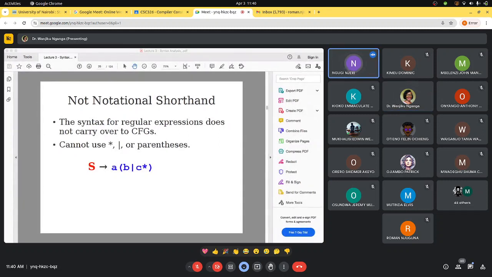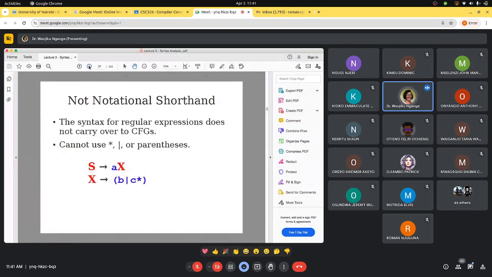The B will point to a terminal B or a non-terminal C, and then the C will point to a non-terminal C and a terminal C, or lambda. Okay. So there are many ways to do that, including what Jerry has said.